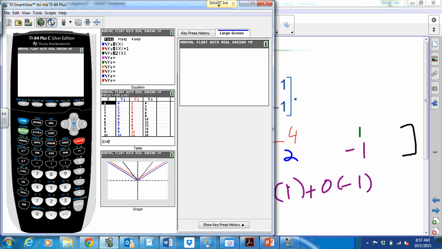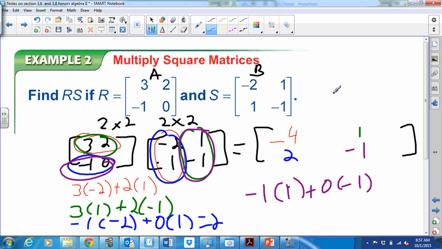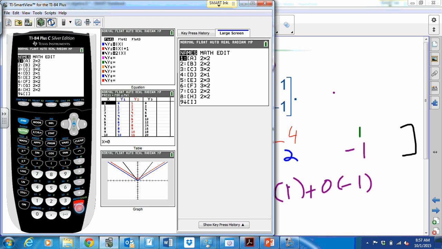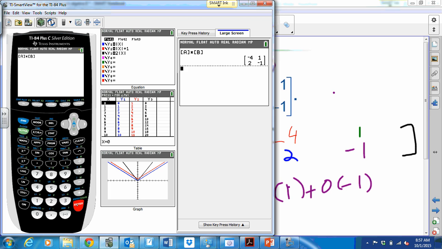Now going back to what it said that we're going to do, it wants us to do R times S. Now the reason I've written these numbers up here is because these are what I've put in my calculator. So we're actually going to do A times B. So going back into our calculator, you're going to hit second, matrix. Most times you just want to hit enter because that's going to pull up A. And we want to do times second, matrix, B. So you can hit 2 or scroll down to B. And so when you multiply it out, it'll give you that answer, negative 4, 1, 2, negative 1, which is what we got when we multiplied it by hand.